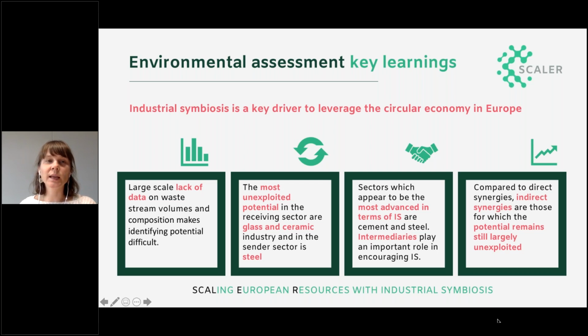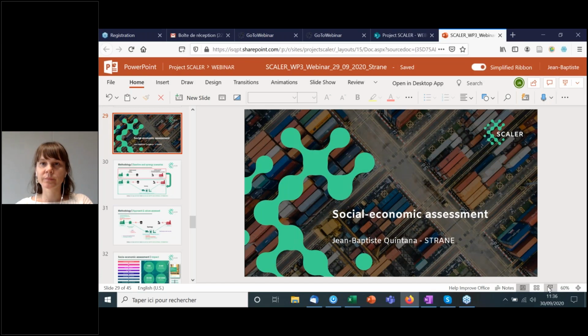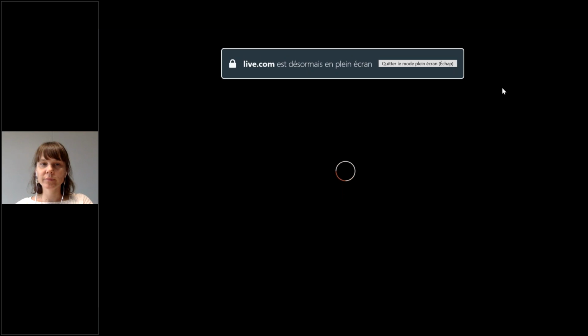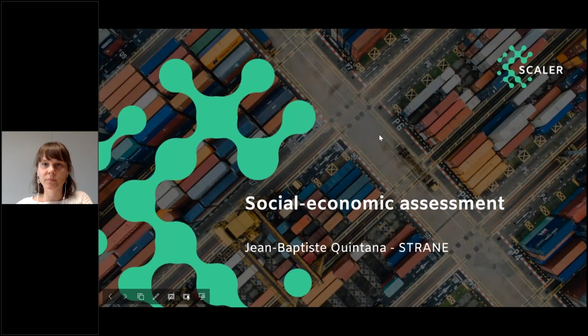So these were the key learnings for the environmental assessment, but a lot of them hold also for the socio-economic assessment, which will now be presented by Jean-Baptiste from Strane. Thank you very much, Lindsay. So yes, I will present you now the socio-economic assessment.